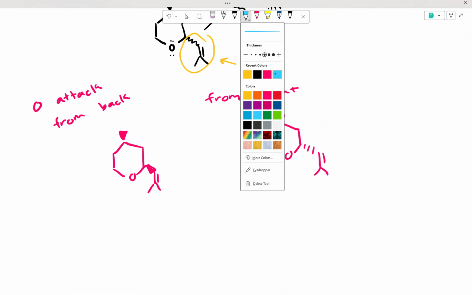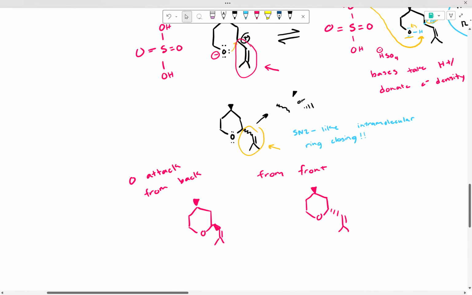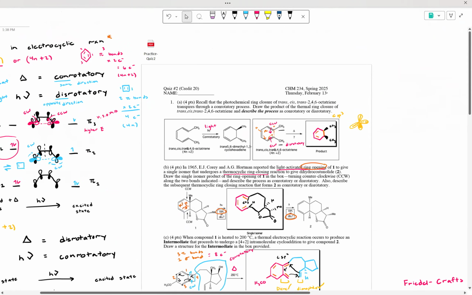Then for my final note, I'm just going to say it's an SN2-like closing. I'll say I don't really have SN2, and then I'll write intramolecular. I don't want to talk too much, but if you wanted to understand that more, I'd suggest looking this up and seeing if it's real. But that's how I would answer the quiz 2.